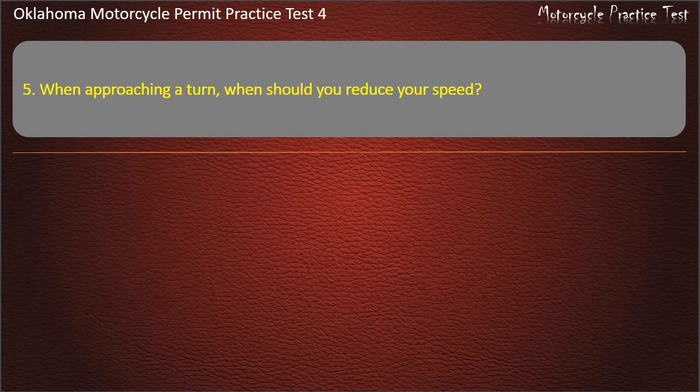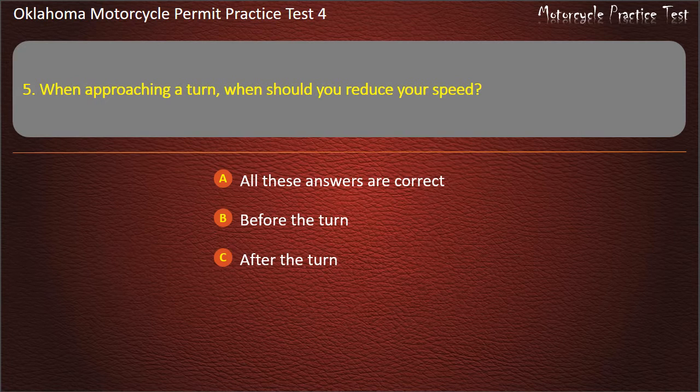Question 5. When approaching a turn, when should you reduce your speed? All these answers are correct. Before the turn. After the turn. During the turn. Answer. Before the turn.